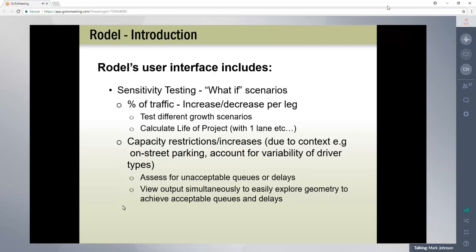It can allow you to calculate life of projects, how long will one lane work, etc. You can also restrict capacity or increase capacity due to context, to include things such as on-street parking, a test for the inherent variability in driver types. This allows you to check and assess for unacceptable queues or delays. You may check for upstream queuing and things of that nature that may be problematic in one situation and may be acceptable in another.